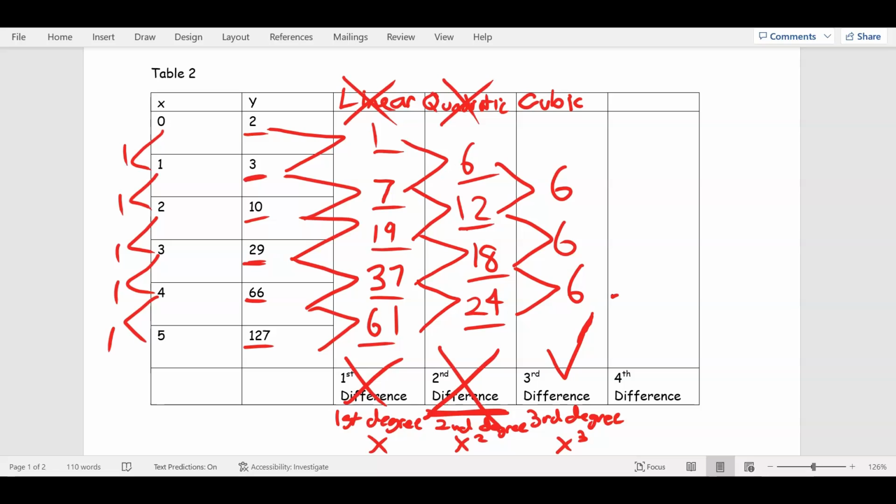And once you get it, you're done. This is a cubic function because of the third difference. Now check it out. Third is x to the third, which is cubic. It all makes perfect sense, right?